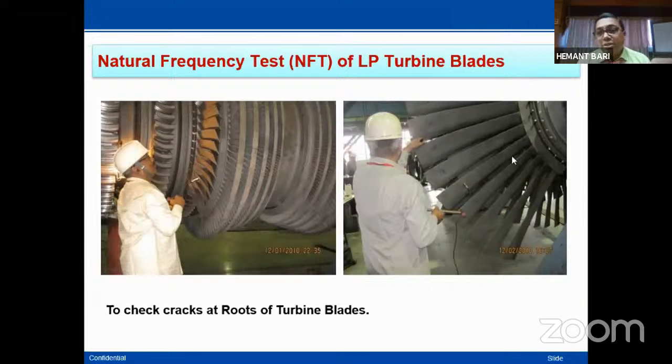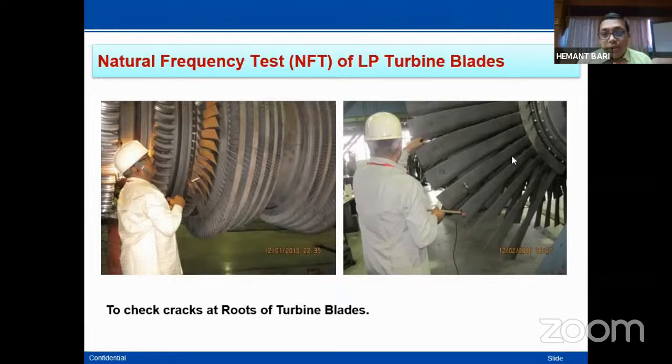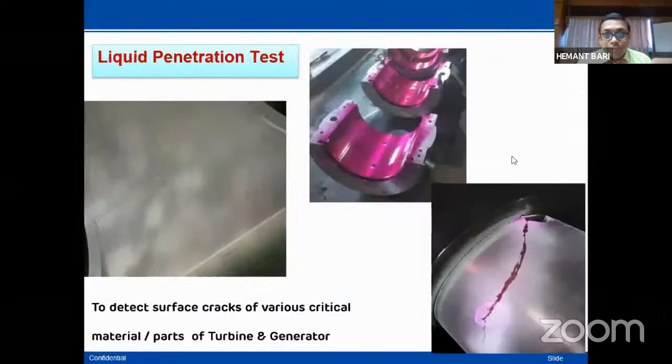Natural frequency test of the LP turbine blades. Once the MPI test clears, the blade is installed on the turbine and the natural frequency test is done. So looseness at the roots, overheating, uneven heating can be identified using the NFT test of the LP turbine blades.